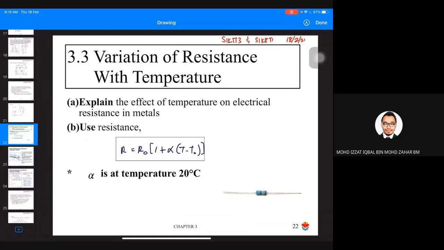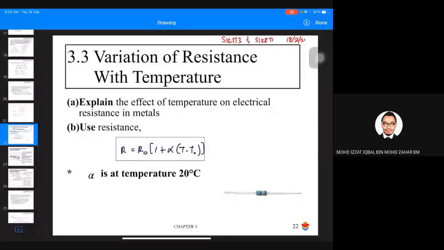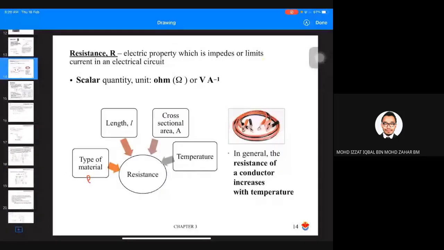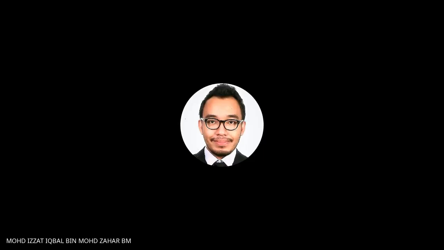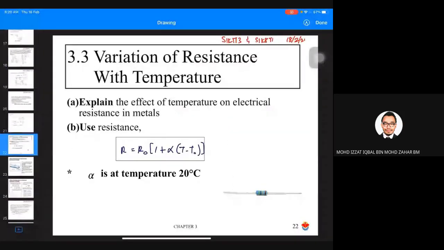Okay, for chapter 3.3, it is about variation of resistance with temperature. So if you guys still remember, if I go back to one of our slides about factors that affect the resistance, we talk about the dependence of resistance on temperature. So this is one of the factors that affect the values of resistance, but most of the time we assume that the temperature is constant except in this subtopic. So for subtopic 3.3, you will learn that the resistance actually depends on the temperature.